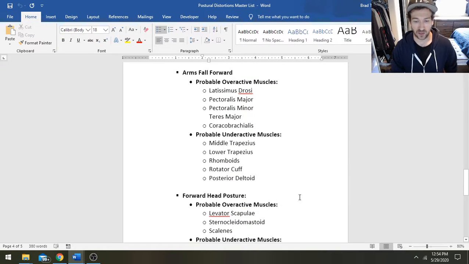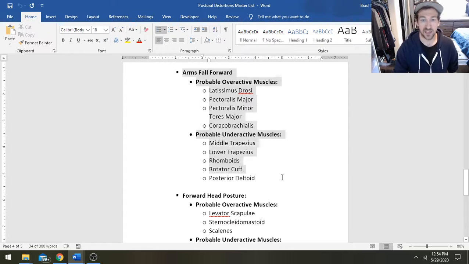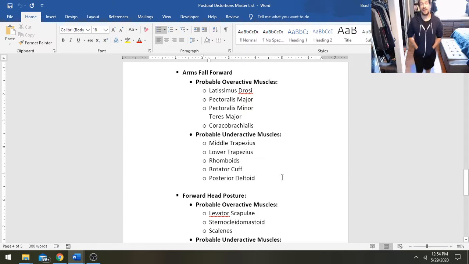Then one of our last common ones in the normal fitness assessments, the normal overhead squat, is going to be the arms falling forward. That is going to be tight lat muscles, which are pulling down, and tight pectoral muscles, which are rounding the chest forward, and underactive upper back muscles, which pull your shoulders back.